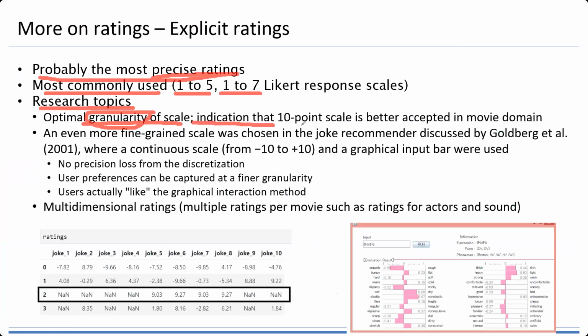So some domain indication that 10-point scale is better accepted in the movie domain. So 10 means 1, 2, 3, 4, 5, 6, 7, 8, 9, 10. An even more fine grain scale, fine grain.